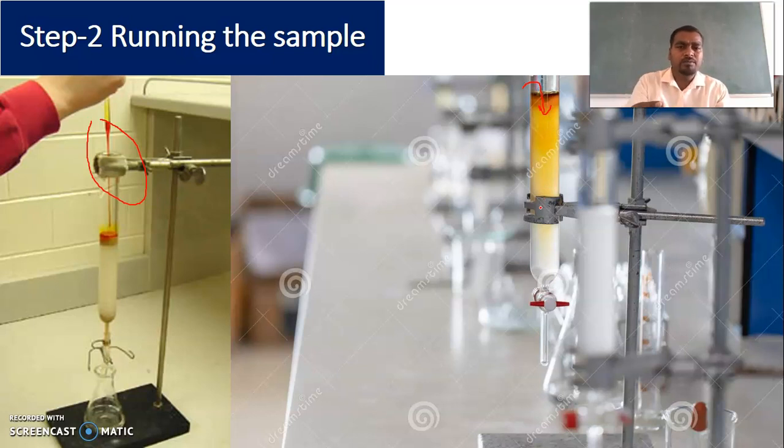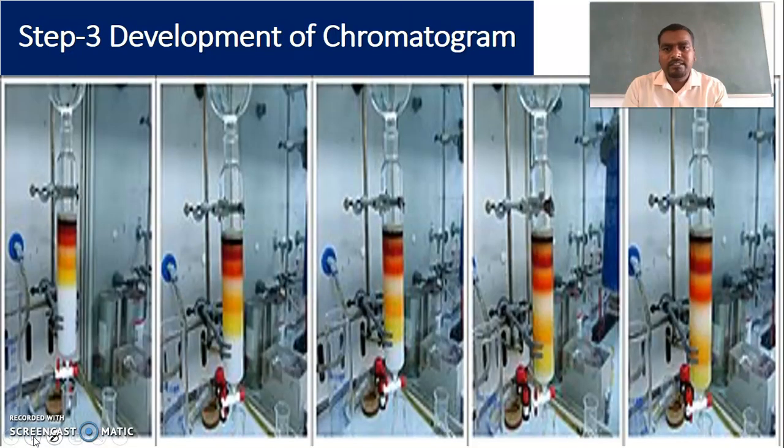First we dissolve the given sample in a suitable solvent or mobile phase, then introduce it from the top of this chromatographic column, and afterwards we continuously pass the mobile phase. On continuously passing the mobile phase, these components are absorbed to a different extent. So this is the second step, and this is the third step.